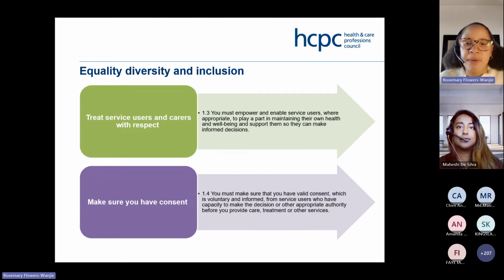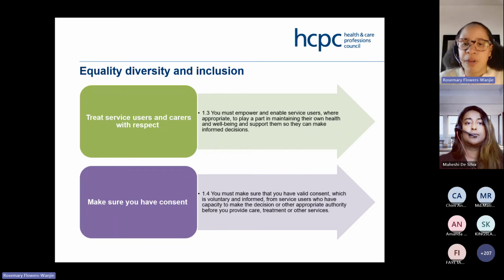Our changes to Standard 1.4 ensure that registrants understand that for consent to be valid, it must be voluntary and informed. And the person consenting must have the capacity to make the decision. Originally, the standard read, "You must make sure that you have consent from service users or another appropriate authority before you provide care, treatment or other services." Now, as you can see on the slide, we refer to valid consent which is voluntary and informed, and we refer to ensuring that service users have capacity to make the decision.